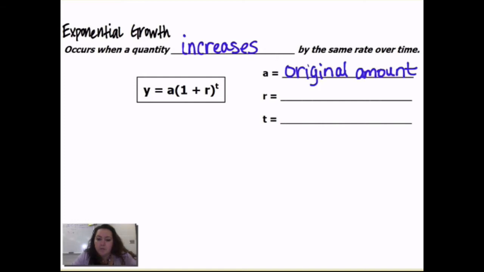A stands for the original amount, just like we had a to the first in our geometric series or sequence. A stands for your original amount. R stands for your rate, and we're going to write it as a decimal. And then T is your time, usually in years.